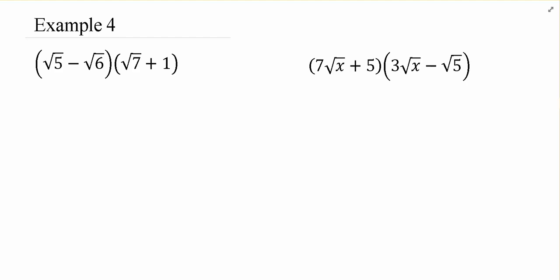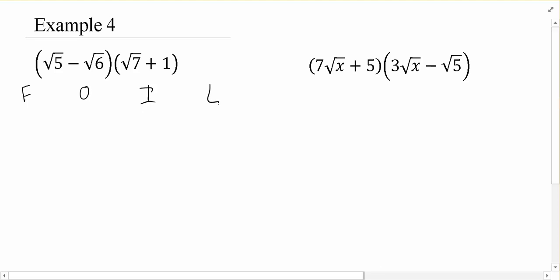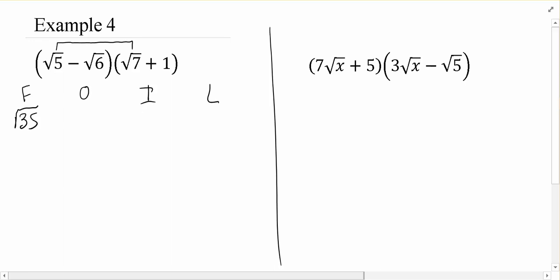Now in each of these examples, it should jump out at you as a FOIL problem. So let's go ahead and do it that way. Let's look at FOIL. Our F is a radical times a radical. That's root 35.